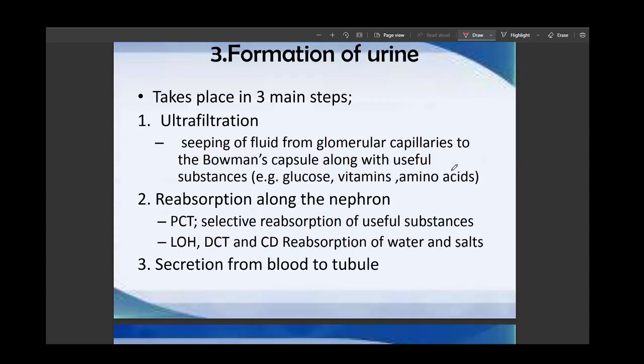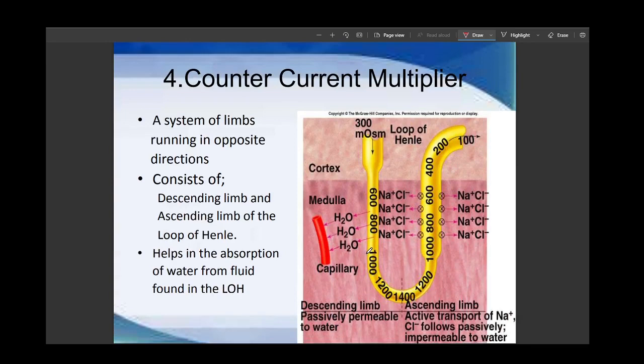How is urine formed? There is ultrafiltration, reabsorption, and secretion from the blood to the tubule. What is the countercurrent multiplier? As you can see, when we go down and then go up, this is the descending limb and this is the ascending limb.